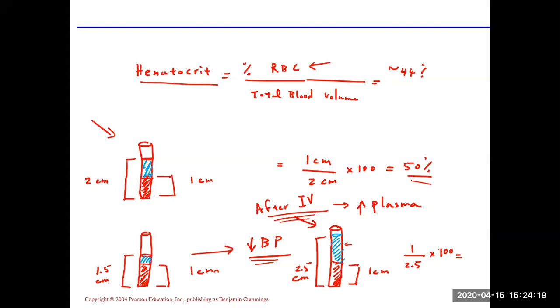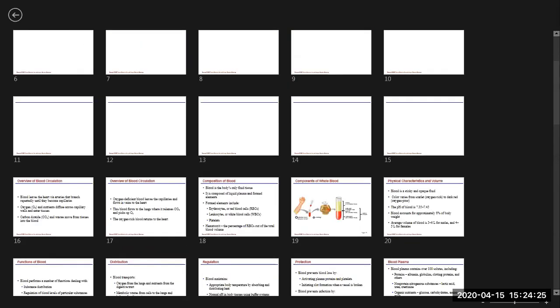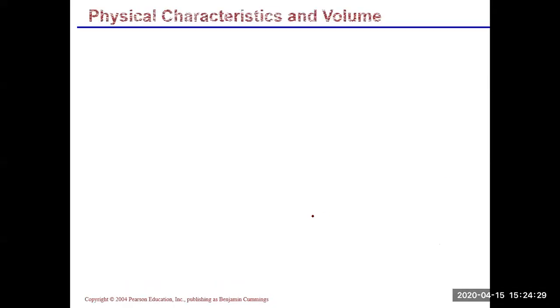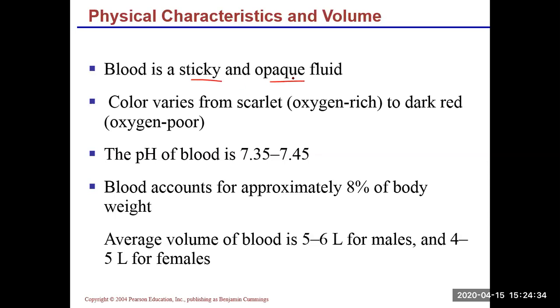All right, let's go ahead and take a look at the characteristics of the blood. All right, so now that we learned the hematocrit, let's go ahead and take a look at some of the characteristics of the blood. Blood is sticky and opaque. In other words, it's not transparent. There's all kinds of fluid, there's all kinds of protein, there's all kinds of electrolytes inside of the blood, so it doesn't make it transparent.